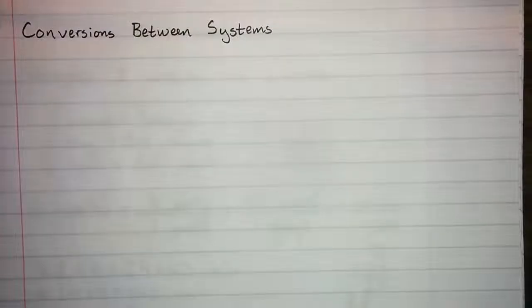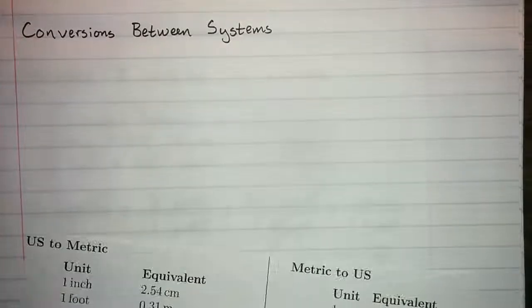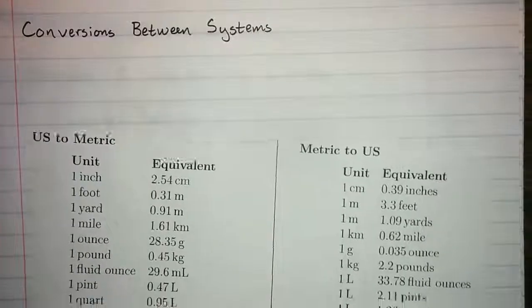There come times when we want to convert some measurement between systems. So from the US system to the metric system, or from the metric system to the US system. And in that case, we need to look up the conversion rate. We need to look up the equivalences. When we go to do that, we'll find a table that looks something like this.